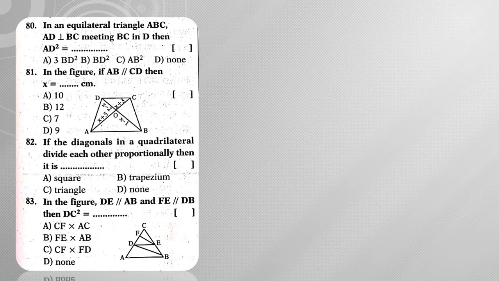Next, question number 80. In an equilateral triangle ABC, AD is perpendicular to BC, meeting BC in D. Then AD square is equal to what? So what has he given? ABC is an equilateral triangle, and AD is perpendicular to BC, meeting BC in D. Then what is the value of AD square?